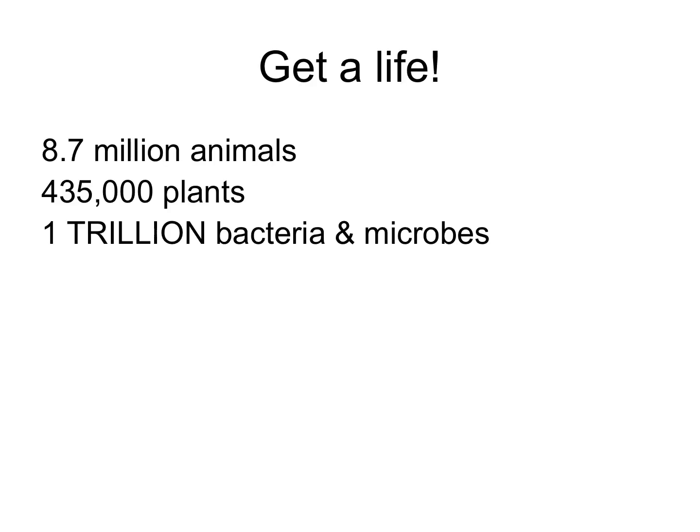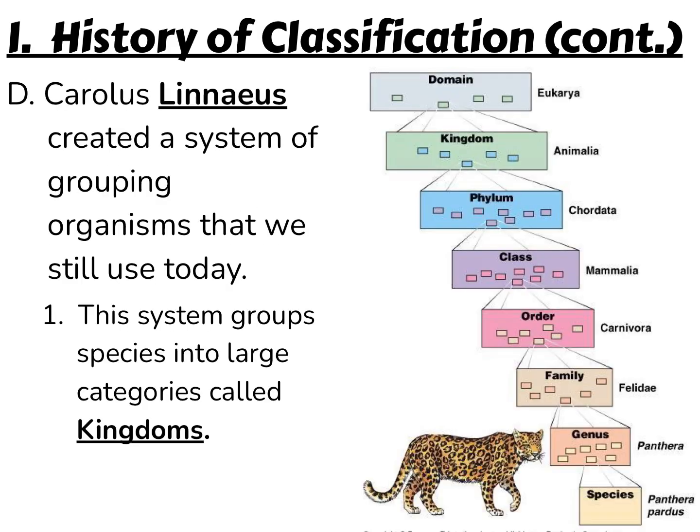The first thing you need to know is that all of these numbers that I found are for life on Earth. On Earth, there are estimated to be over 8.7 million animals, 435,000 different types of plants, and over 1 trillion bacteria and microbes. My goodness, that is a lot of life on Earth. And guys, how do scientists talk about this life on Earth?